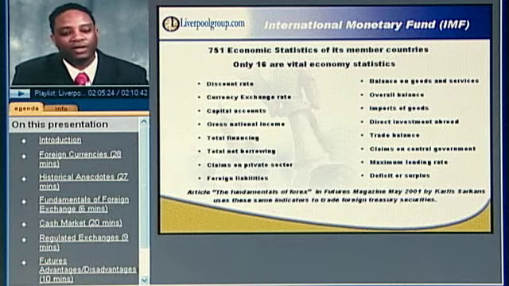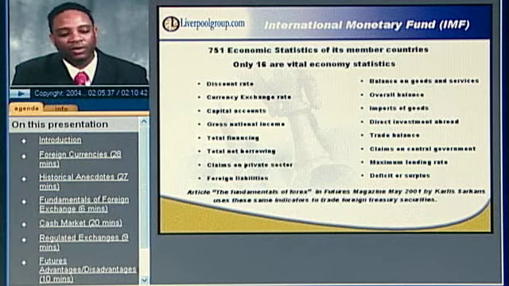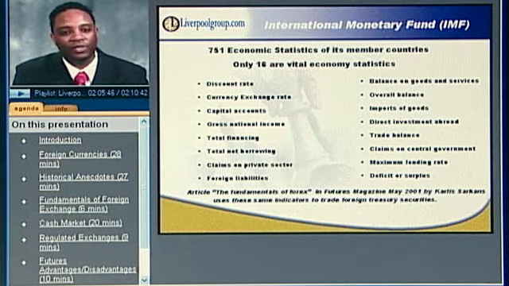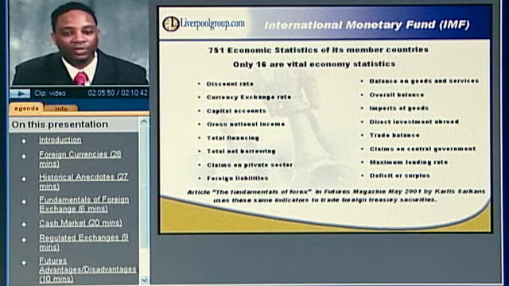Lastly, we have the International Monetary Fund. It's basically a bonus I wanted to throw in there for you so you can have an idea of a lot of the statistics that you can use in order to understand futures trading. There, in foreign currencies, there are 751 economic statistics of its member countries. Of those 751 statistics, only 16 are vital, but every current country in the world that gets loans from the IMF participates in providing the information.